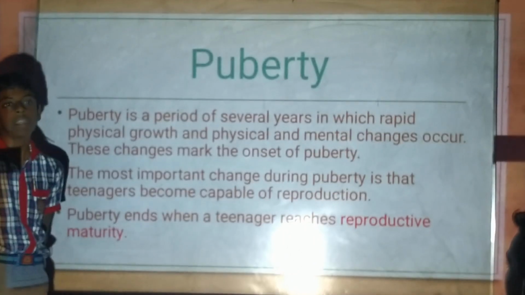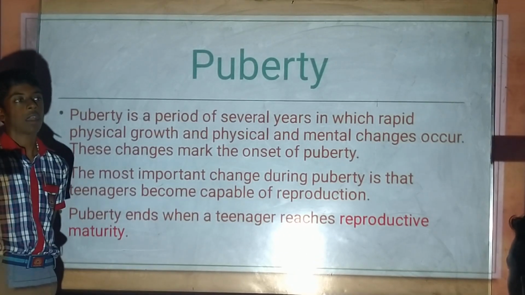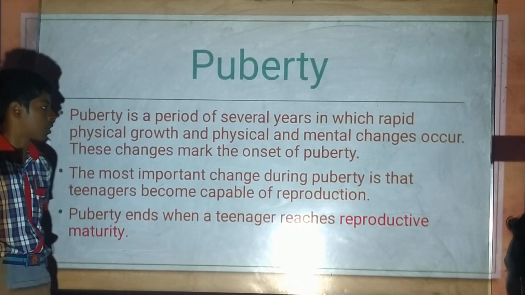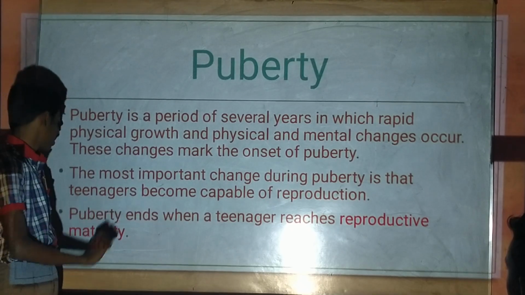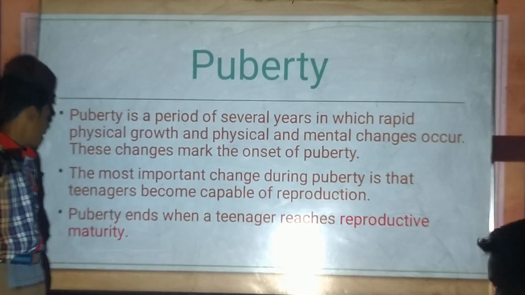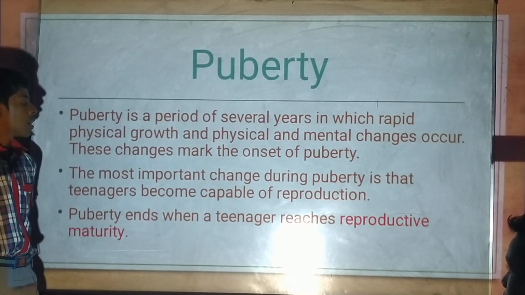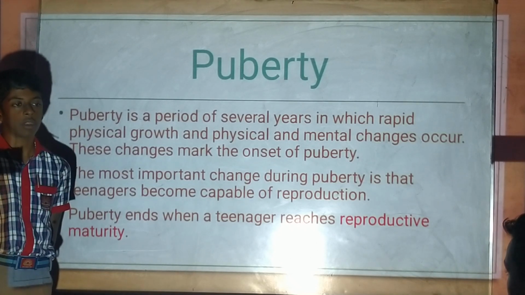Puberty. Puberty is a period of several years in which rapid physical growth and physical and mental changes occur. The most important change during puberty is that teenagers become capable of reproduction. Puberty ends when a teenager reaches reproductive maturity.